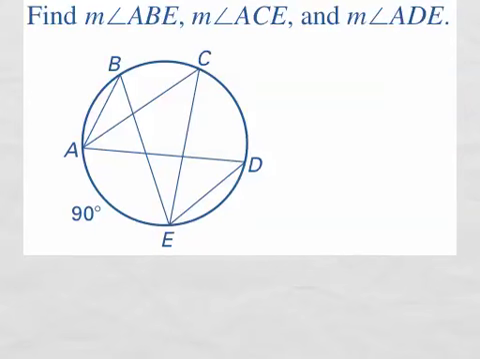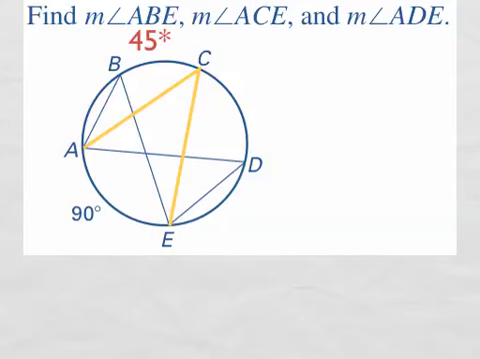This next example says find the measure of angle ABE, the measure of angle ACE, and the measure of angle ADE. First, let's look at ABE. Notice that angle ABE is intercepting arc AE, which has a measure of 90 degrees. Angle ABE is an inscribed angle, which means it's going to be half the measure of the intercepted arc. Because the arc is 90 degrees, the measure of angle ABE is going to be half of that, which is 45.